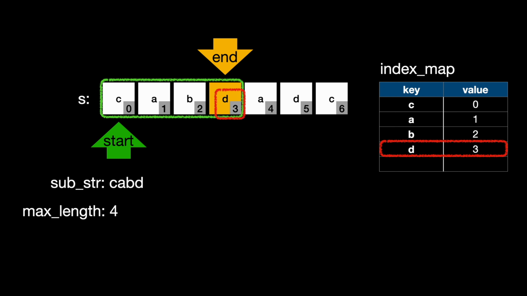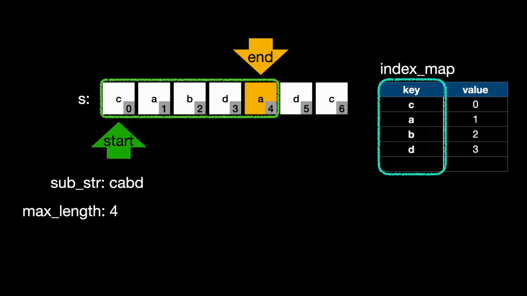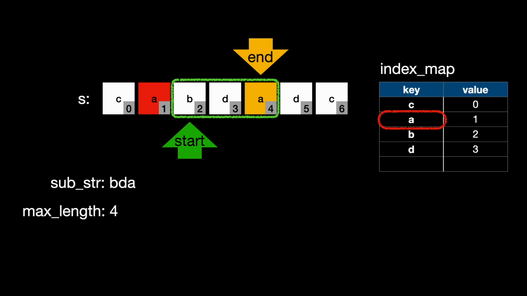Now end moves again, and we're back at A. But wait, A is already in our hash map. That means we've got a duplicate. We don't need to do anything fancy. We simply move start to the index right after the previous A. That gets rid of the duplication. So now our substring is BDA, which has length 3, so max length stays at 4. Don't forget to update A in the hash map to reflect its new index.